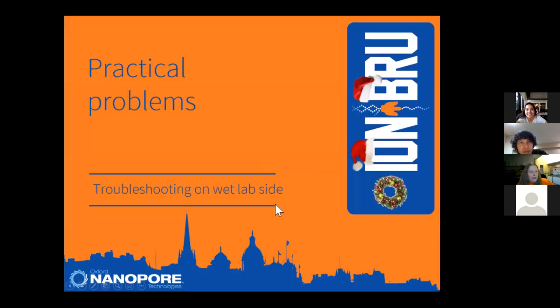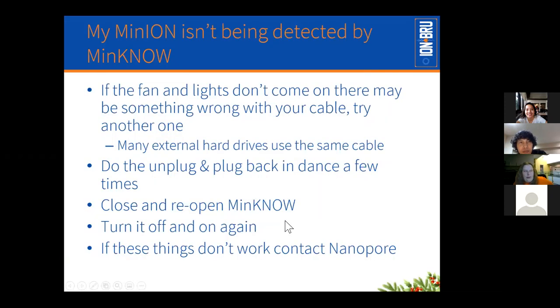Right, I'm just going to go through some practical problems. These are those things that you might not realize you need to know until you need to know them. So you might find when you plug your MinION in, nothing happens. If the fan and the lights on the MinION come on, then the cable is fine. If not, you might want to try a different cable. Most external hard drives these days use the same cable, so you probably can find the cable somewhere in the building.